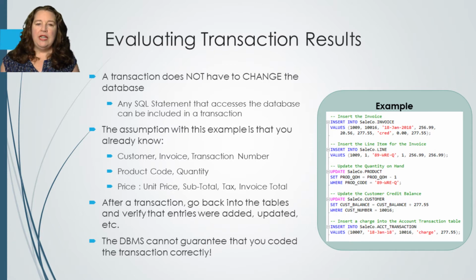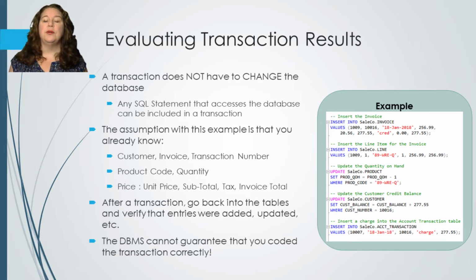The assumption in this example that I've given you is that we already know the customer, the invoice, the transaction numbers, the product code, the quantity, and then the prices, and we've hard-coded those in. In reality, this transaction would probably take those either as parameters, or they would calculate them as the new inserted if this was in a trigger, or if it was a stored procedure, they would take them in as inputs. So in this case, we're just hard coding in the numbers.